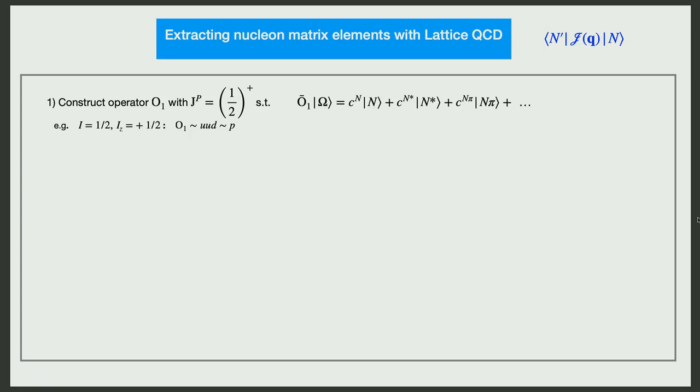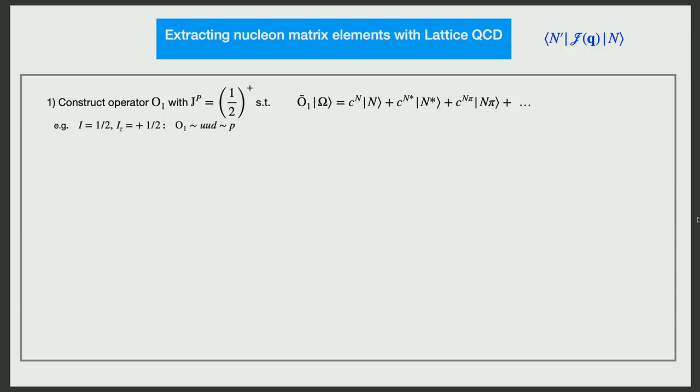Our operator does not only create nucleon states, but any state with the same quantum numbers as the nucleon can be created. So for example, excited nucleons and multi-particle states like Nπ. The first excitation of the nucleon is the Roper at 1440 MeV. And thus, we need to take this into account in our simulations.